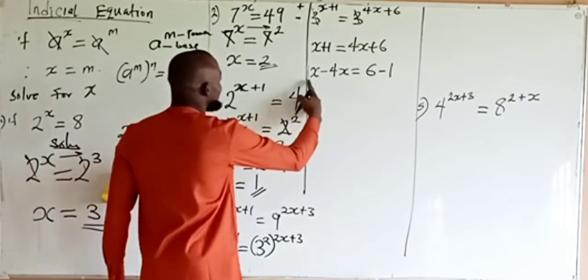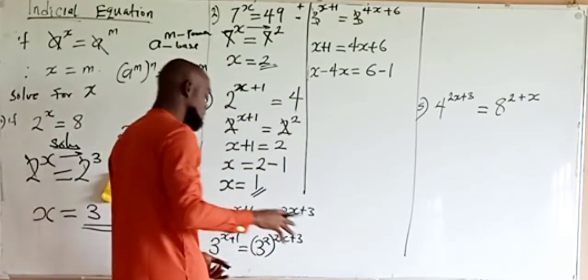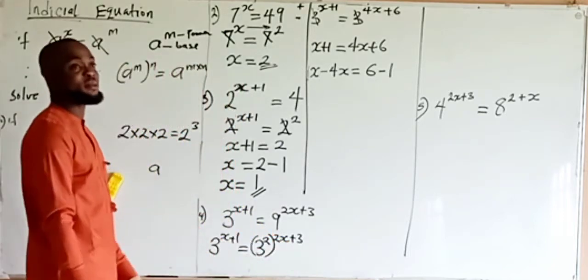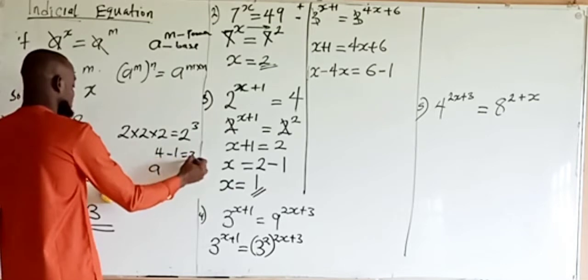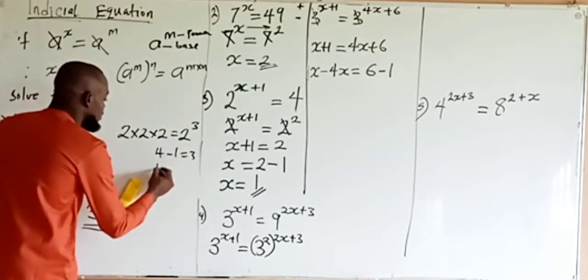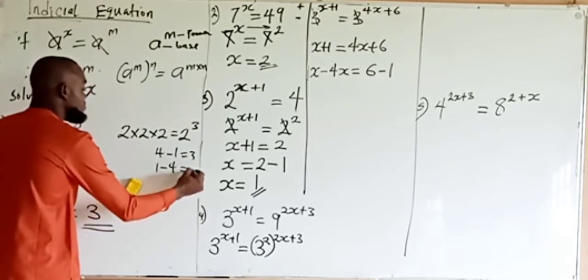I'm now going to have 1 minus 4. I'm removing a very big number from a smaller number. The answer will be negative. Look at it: if I have 4 minus 1, that will be 3. But if I now remove 4 from 1, that is 1 minus 4, the answer will now be minus 3.